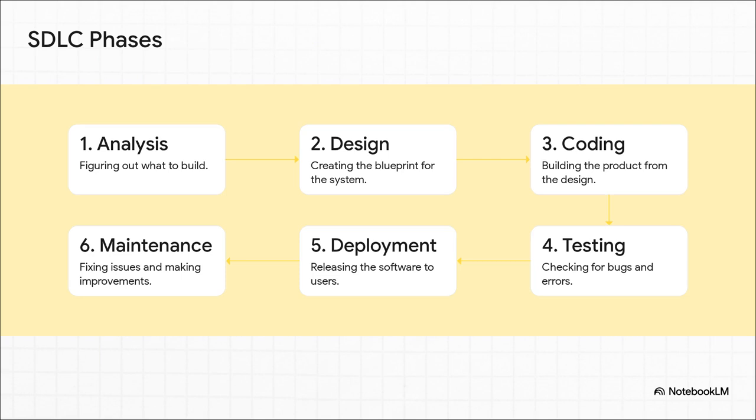And these phases make a lot of sense. First, you have analysis. You got to figure out what you're even building. Then comes the design phase, where you draw up that blueprint. After that, it's coding, where developers actually build the thing. Then comes one of the most important parts, testing, where you try your best to break it and find all the bugs. Once it's solid, you have deployment, where you release it to users. And it's never really done. The cycle continues with maintenance, which is all about fixing things and making it better over time.